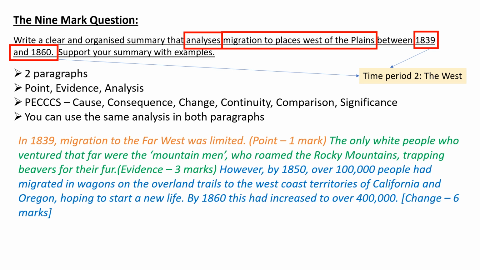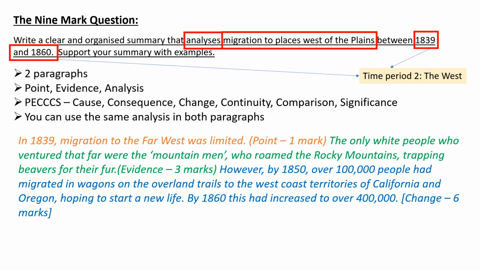So the last part of this response then states, however, by 1850, over 100,000 people had migrated in wagons on the overland trails to the west coast territories of California and Oregon, hoping to start a new life. By 1860, this had increased to over 400,000. We've then, at this point, got our analysis. We've clearly got an example of change through the statistics of the amount of people that were moving to the west, and at this point the response would be on 6 marks.